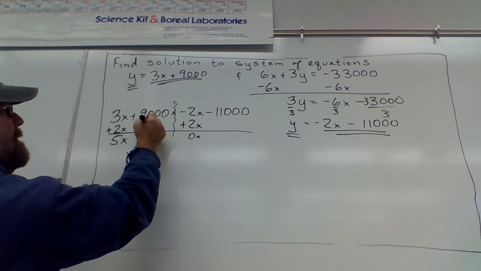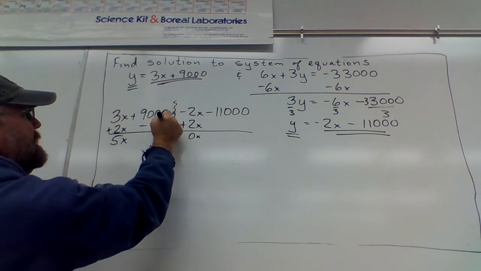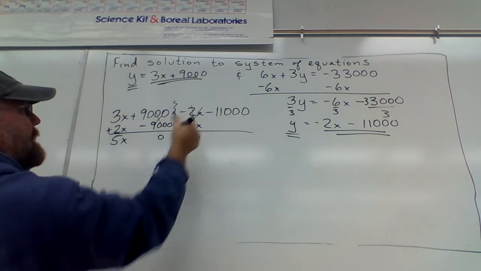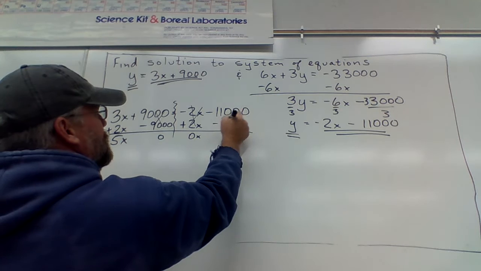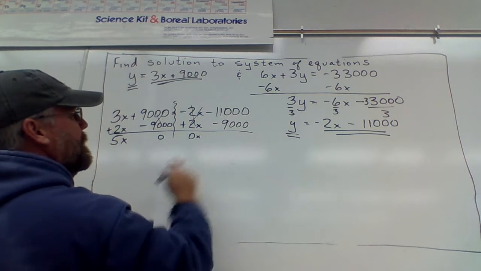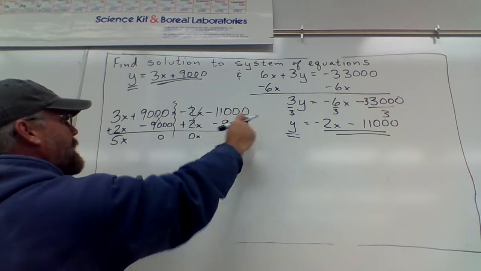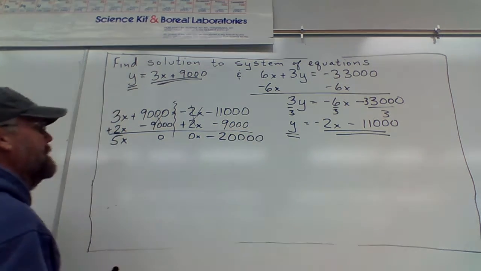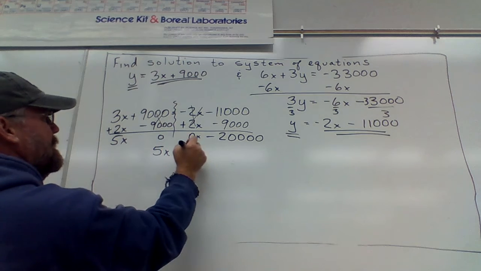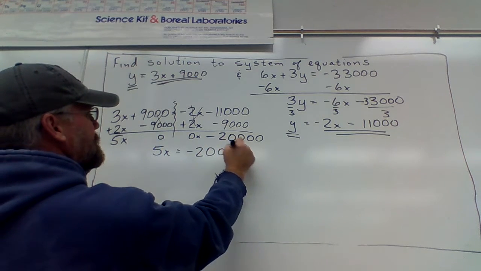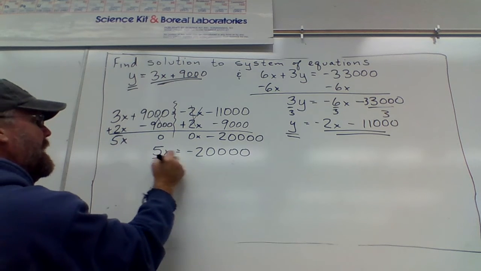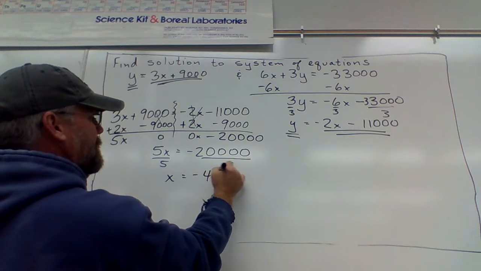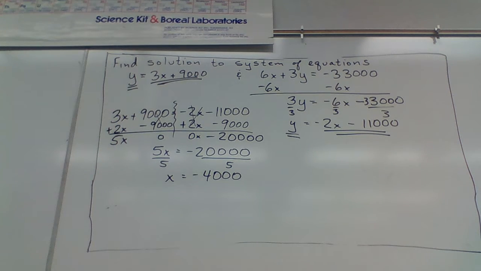So let's get rid of my 9,000. Let's take away 9,000 here. Again, that leaves 0. That's gone. And then I have to subtract 9,000 over here. Negative 11,000, take away another 9,000 is going to be negative 20,000. So 5x equals negative 20,000. If I divide by 5, I get x is negative 4,000. All right.